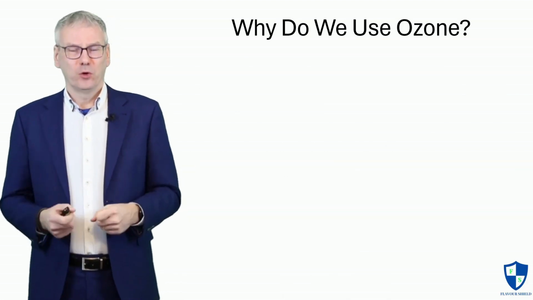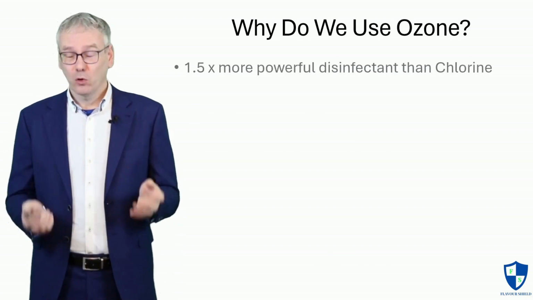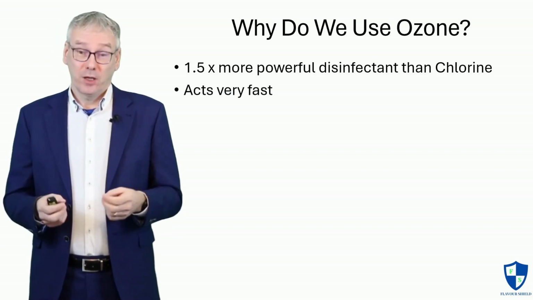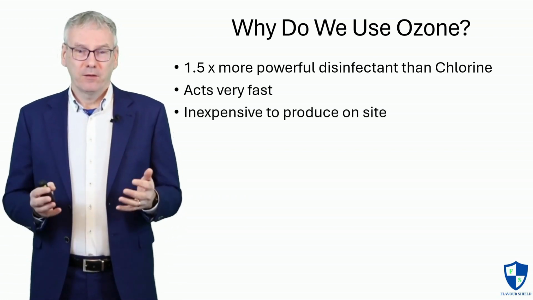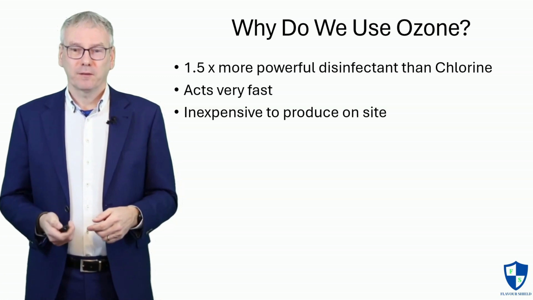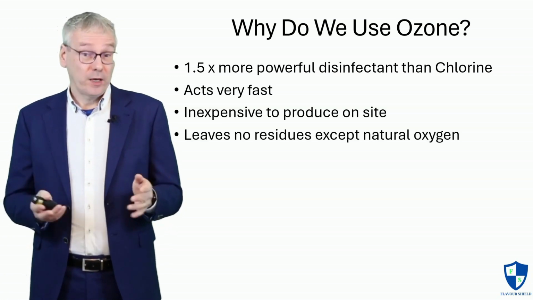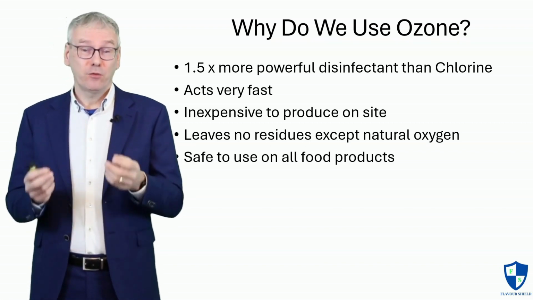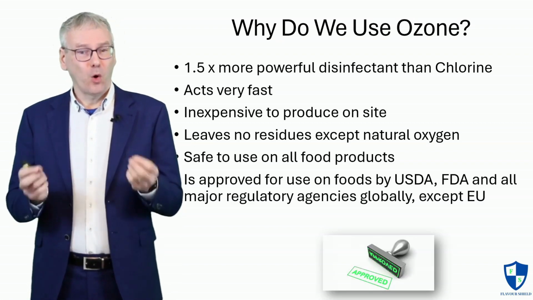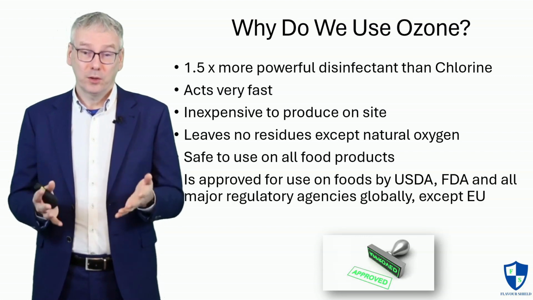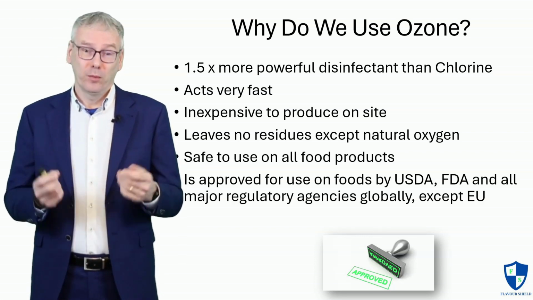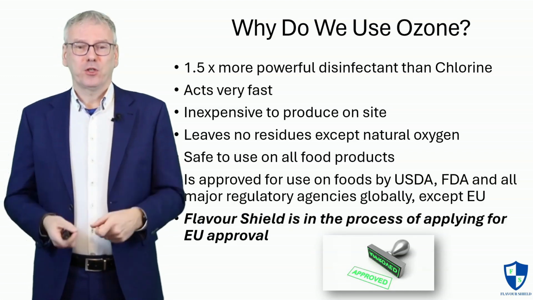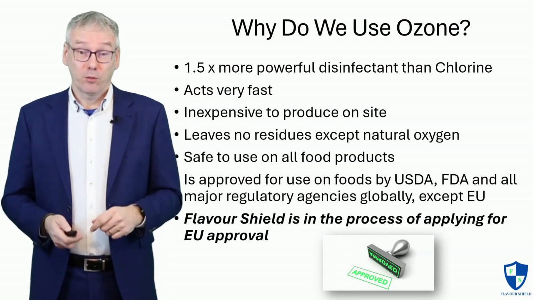And why do we use ozone and not other chemicals? Ozone is 1.5 times more powerful as a disinfectant than chlorine. Next to this, ozone acts very fast and it is inexpensive to produce on site. Ozone leaves no residues except natural oxygen, which is no problem. And ozone in our treatment chamber is safe to use on all food products. And ozone is even approved for use on foods by the USDA, the FDA, and all major regulatory agencies globally except in the EU. And that's why Flavor Shield is currently in the process of applying for EU approval as well.